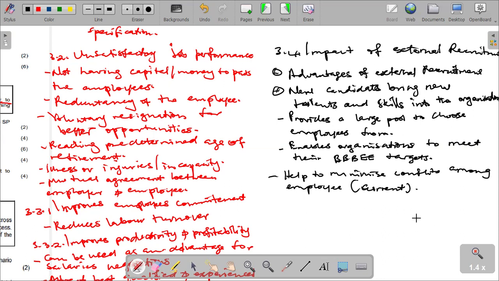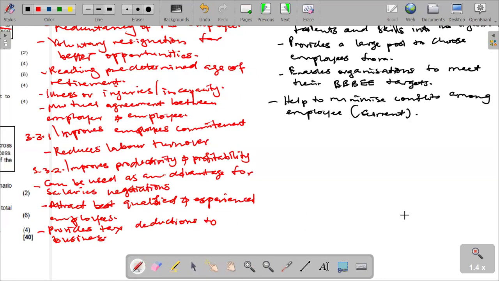external recruitment. And then you see the question is saying it wants us to discuss the impact of external recruitment. Hence, we would also need to talk about the disadvantages of external recruitment. What are the disadvantages, which we can say are the negatives of external recruitment?